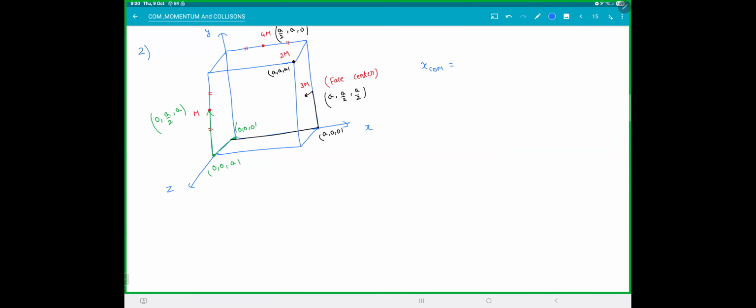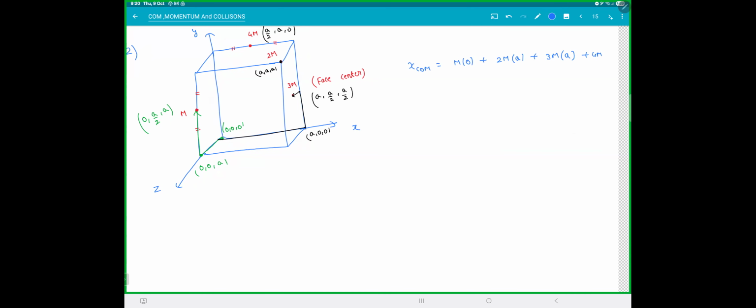X center of mass will be mass times the x coordinate. This will be m into 0 plus 2m into a plus 3m into a plus 4m into a by 2, and the total mass is 10m. That would be 2 plus 3, 5, plus 2, 7. So 7 by 10 a.